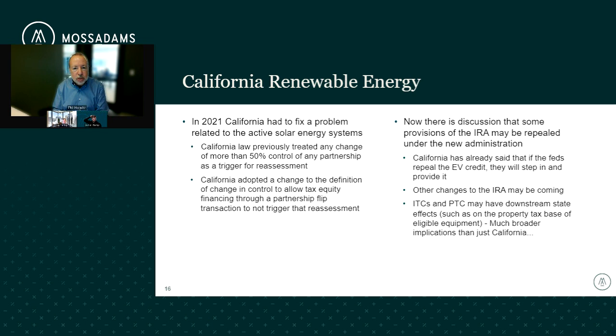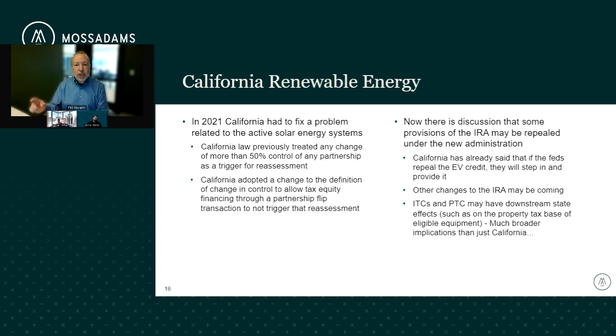However, in 2023, California adopted a change in the definition of change in control to allow these tax equity financing structures to not qualify as a 50% change in control. Now, there may be subsequent events that trigger that reassessment, but at least the partnership flip transaction itself will not trigger that reassessment.